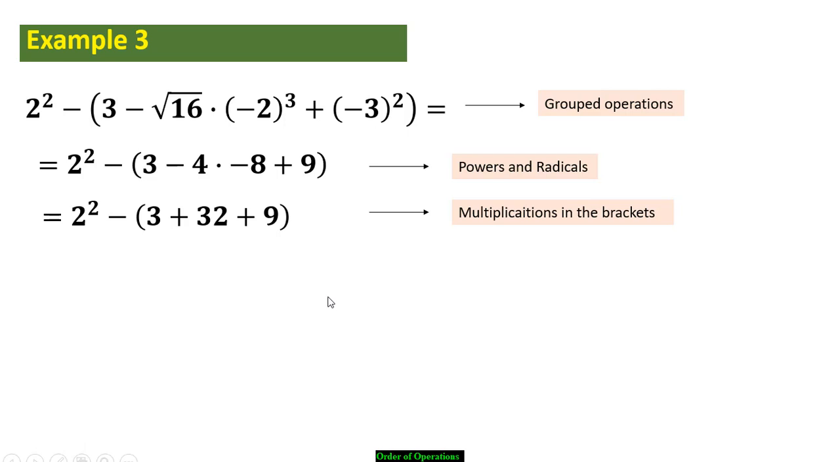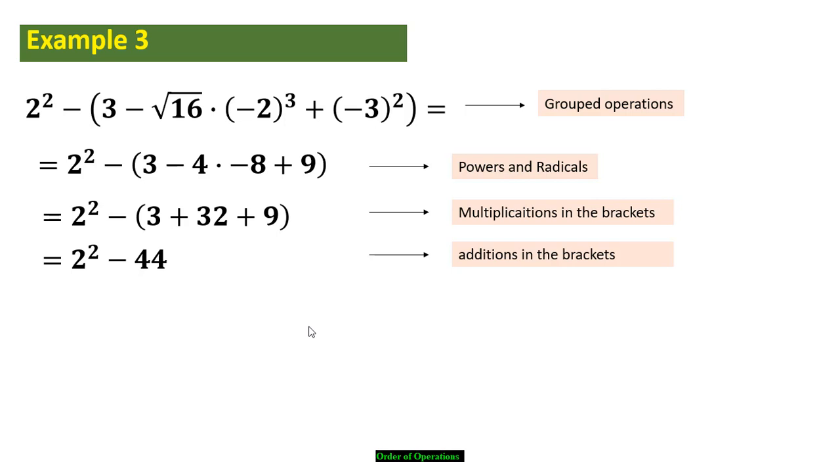Once we have done the multiplications and divisions, we continue solving the additions and subtractions inside the bracket. So we have 2 squared minus 44. Why 44? Because 3 plus 32 plus 9 is 44. And we have done all the operations inside the brackets.